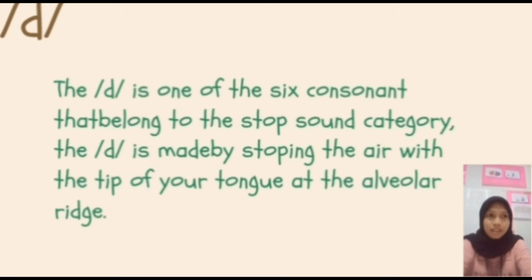The d is one of the 6 consonants that belong to the stop sound category. The d is made by stopping the air with the tip of your tongue at the alveolar ridge. Example: dog.